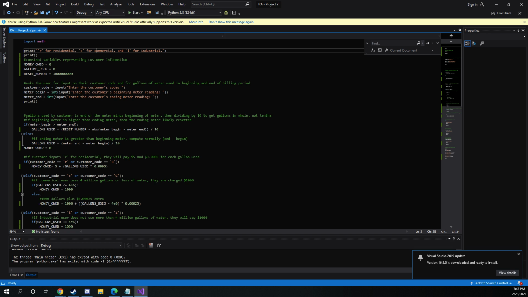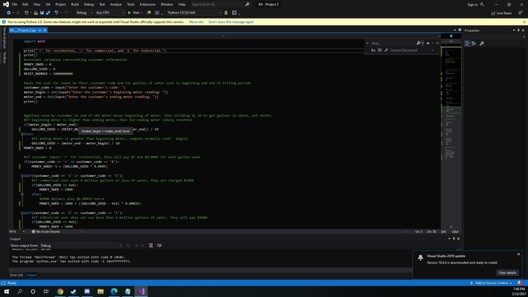The beginning meter means how much water the customer used at the beginning of their billing period, and the ending meter represents how much water the customer used by the end of their billing period. So the first check we have is if the amount of water they used at the beginning, so meter begin, is greater than the amount of water they used at the end.